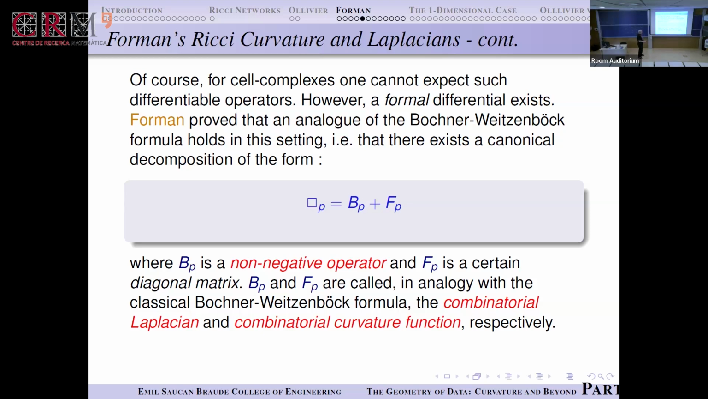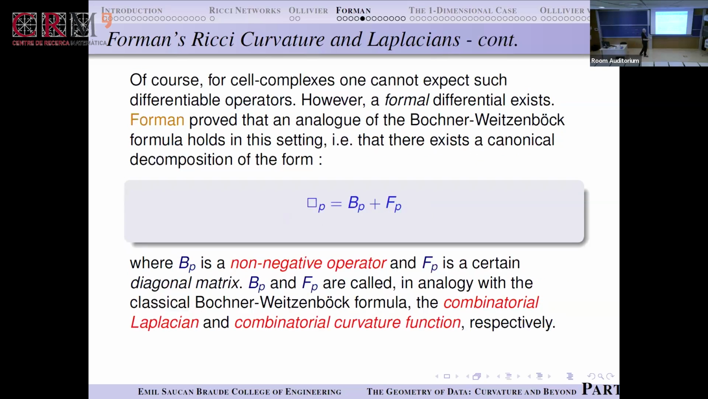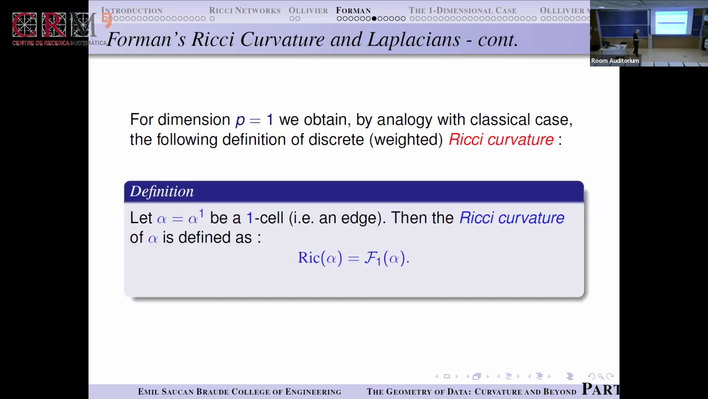So you decompose it formally, and this is the glory of algebra. You decompose this one into a non-negative operator and a diagonal matrix, exactly what you would have purely in a classical differential geometric sense. And there is a way of doing a lot of algebra, and the curvature functions are given by a scalar product on cells, where the scalar product of a cell alpha with itself is just its weight. And if you have two non-identical faces, then it's just zero. I don't want to go into this, really. But why should we look at this?